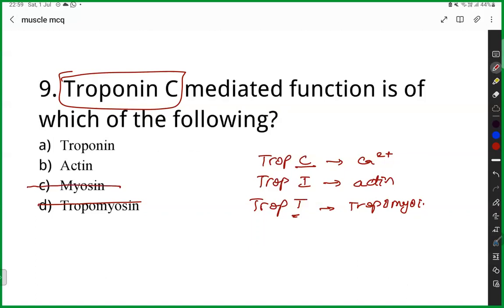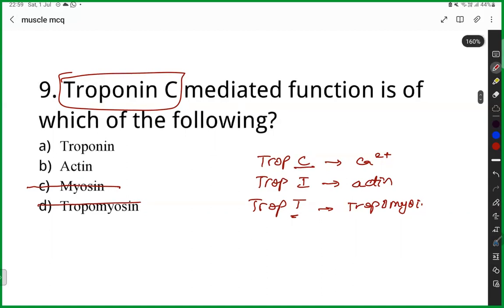The question itself gives you an option as troponin. This option is actually wrong; troponin cannot be there. So the best answer for this question is going to be your actin. So binding of calcium with troponin C causes a conformational change by removing trop I and trop T and exposes your myosin binding site. That is going to be your actin.